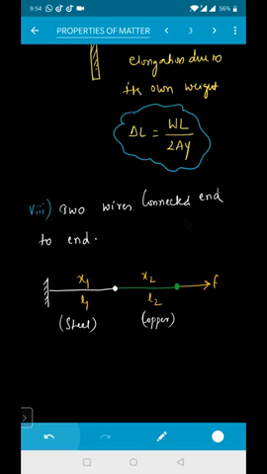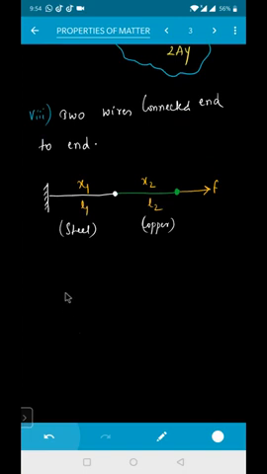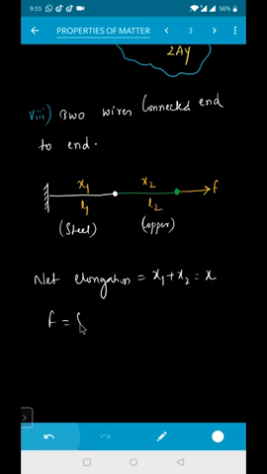Because lengths are different and materials are also different, Young's modulus will also be different. So what will be the net elongation in this one, beta? Can anyone tell me? Net elongation. X1 plus X2. Yes, net elongation will be equal to X1 plus X2, and that will be equal to X. Force will be the same here, beta. F is the same in both wires.